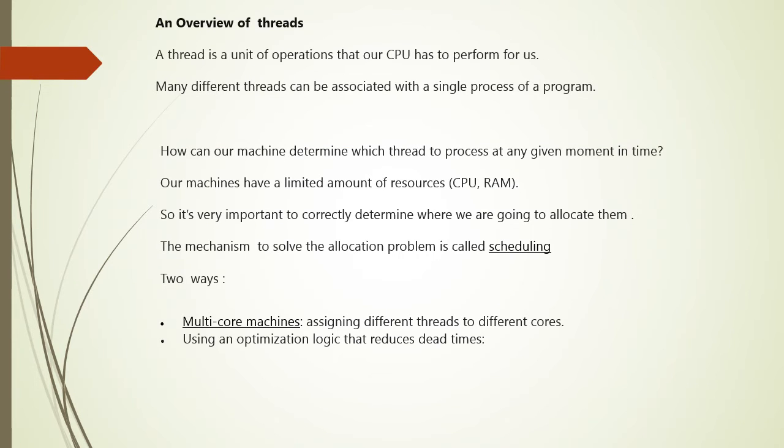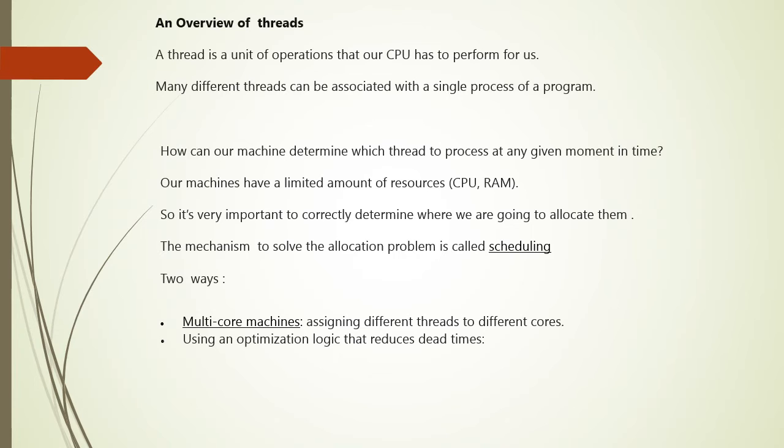Next topic is event loop. But before going into detail about event loop, I would like to give some information related to threads. Whenever we run a program, we create an instance of it, and associated with that instance, we have something internal that is called threads. A thread can be seen as a unit of operations that our CPU has to perform for us. Many different threads can be associated with a single process of a program.